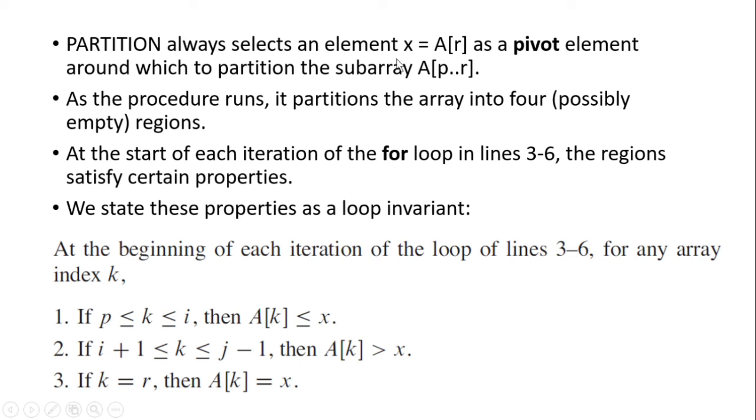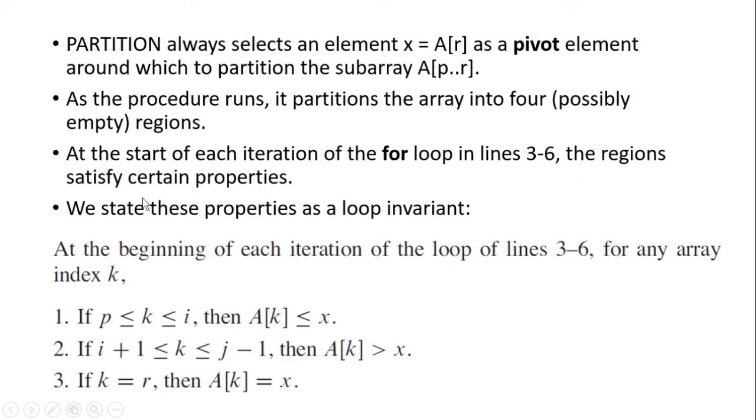Partition always selects an element x = A[r] as a pivot element around which to partition the subarray A[p..r]. As the procedure runs, it partitions the array into 4 possibly empty regions. At the start of each iteration of the for loop in lines 3 to 6, the regions satisfy certain properties. Now we state these properties as a loop invariant.